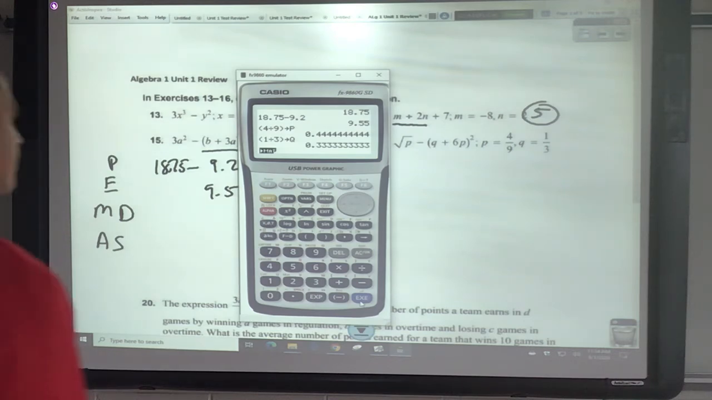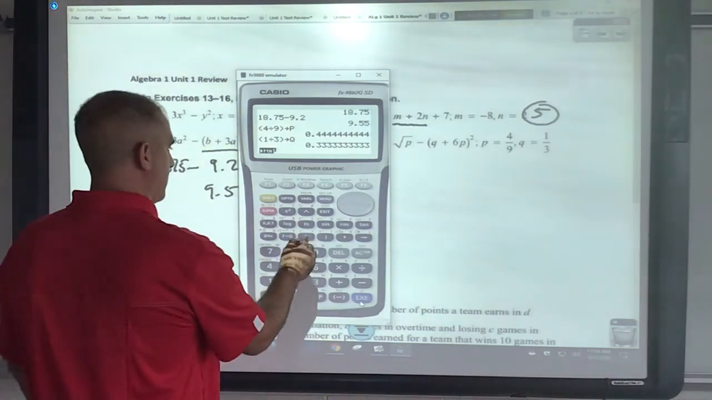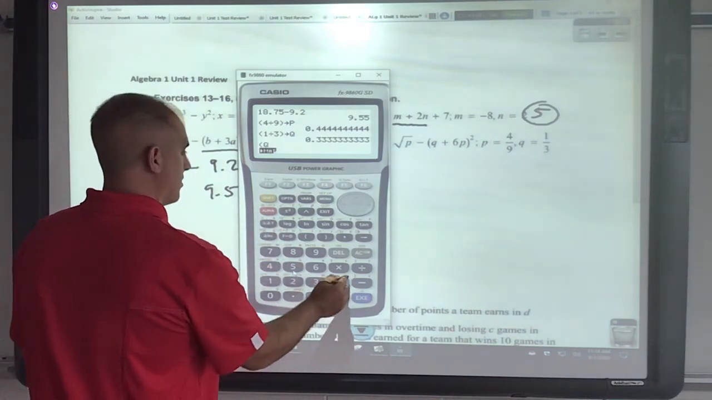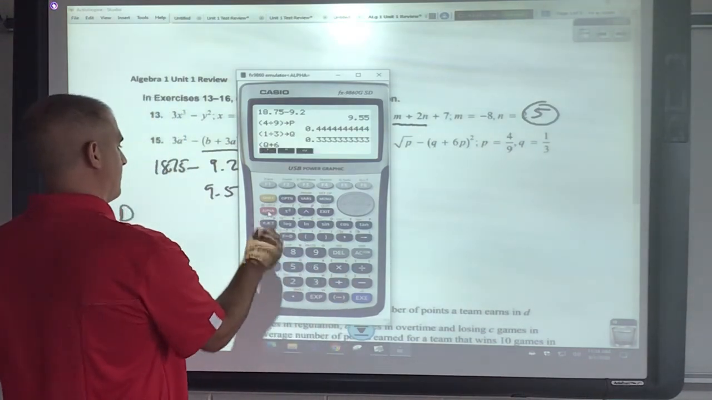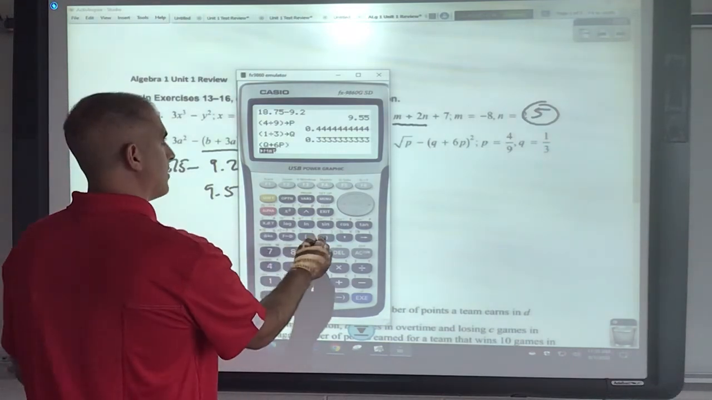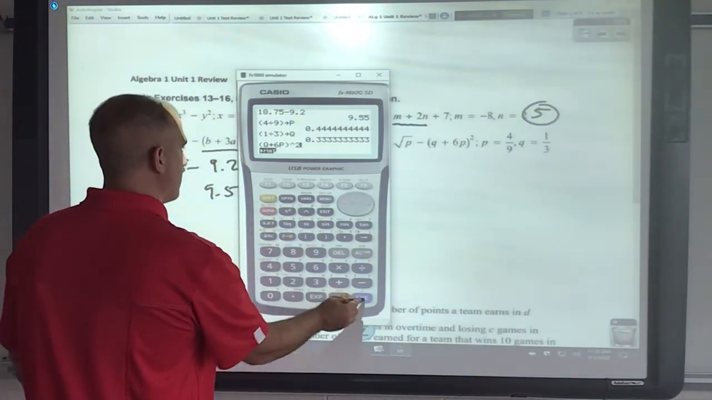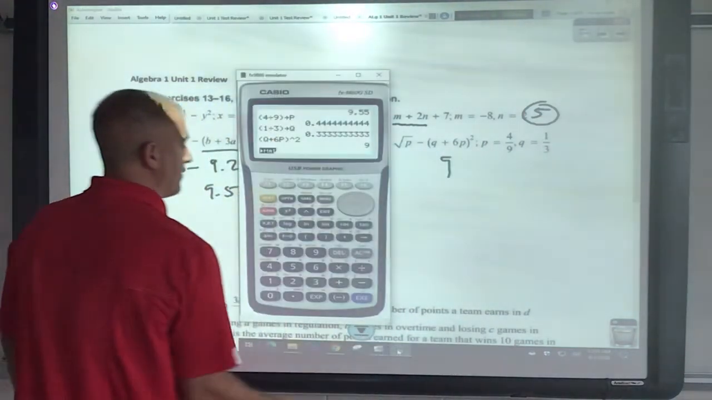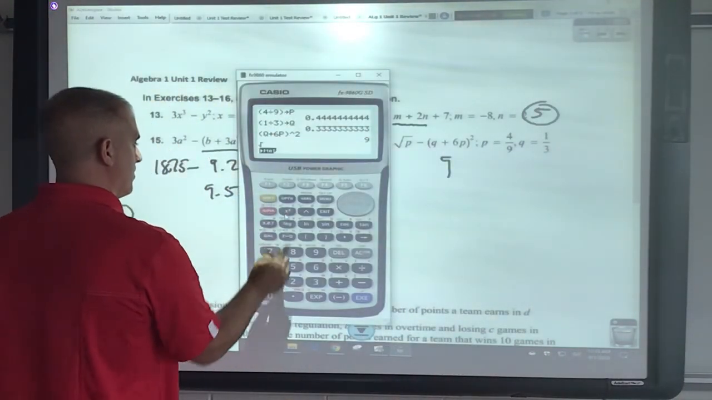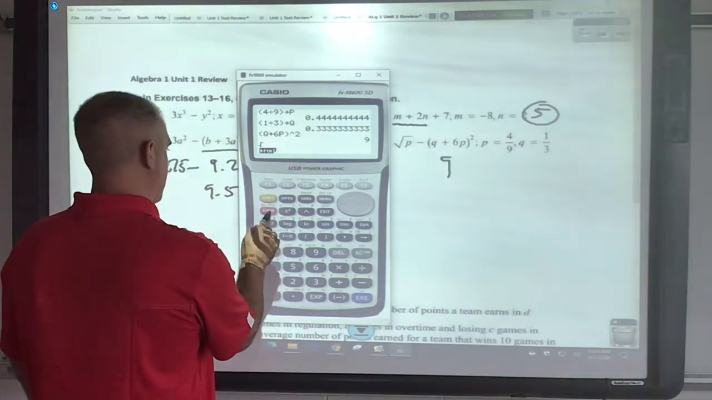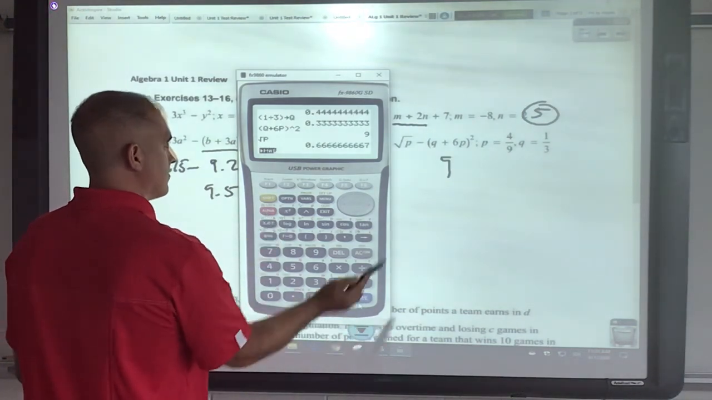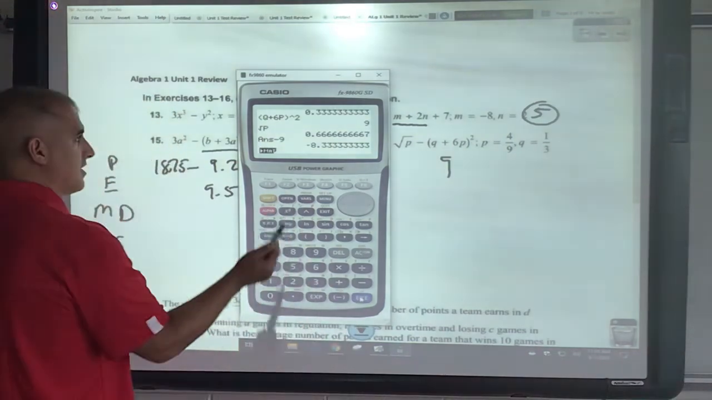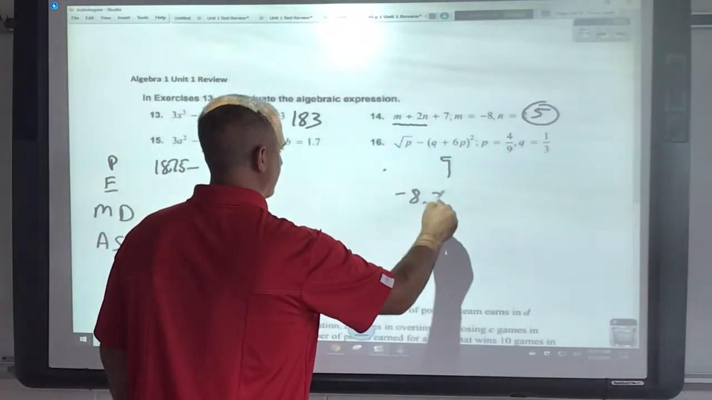So then handle this part first. Alpha Q plus 6 alpha p, parentheses, squared, gives me 9. I'm going to figure out the square root of alpha p, minus 9. That's your decimal, -8.3 repeated.